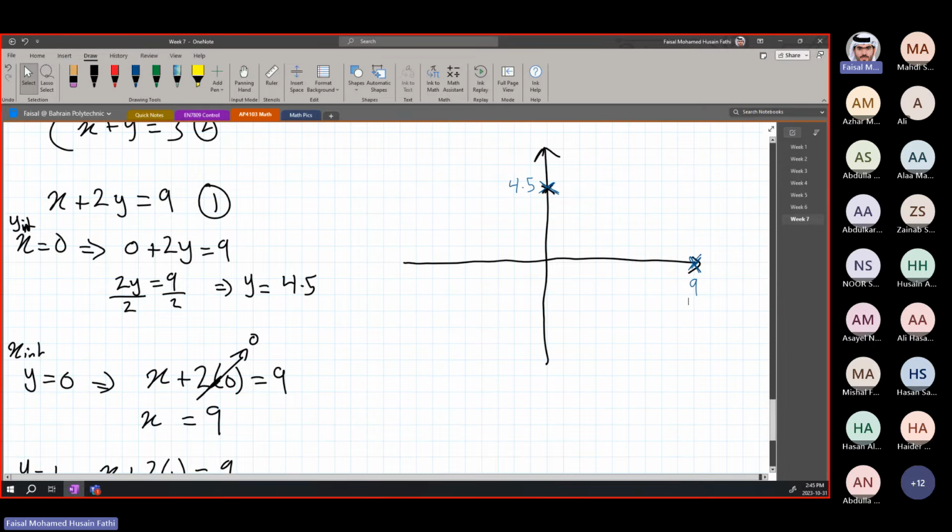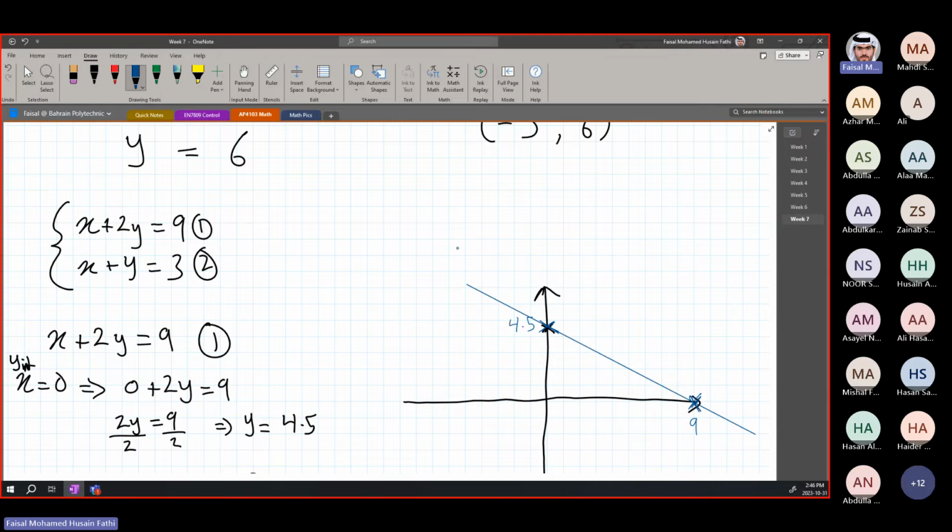So our line is just a line straight through these 2 points. Approximately like this. This is our first line. Okay, now we've plotted our first equation. This is equation 1. I'll just write here equation 1, so you know this is equation 1.